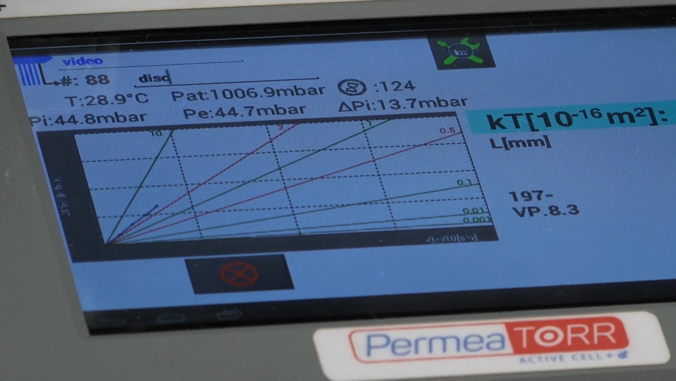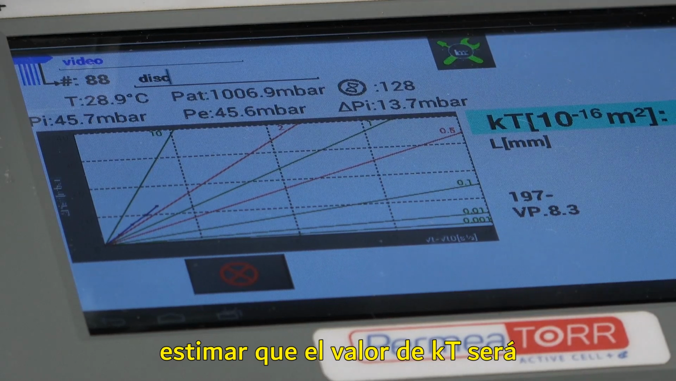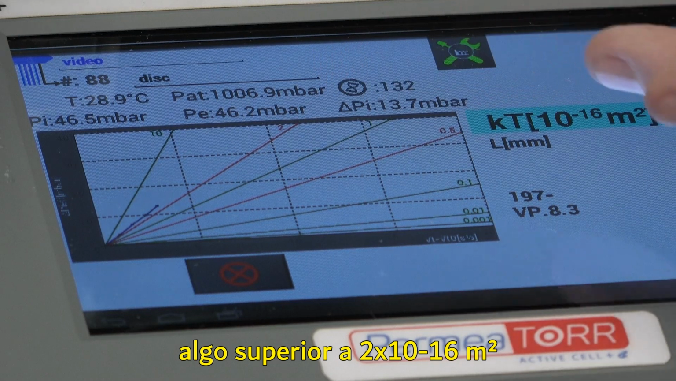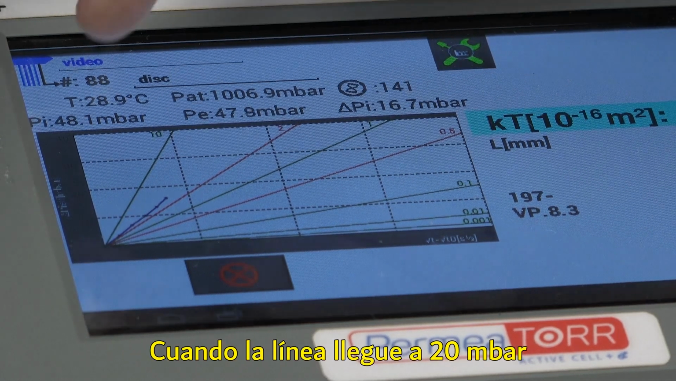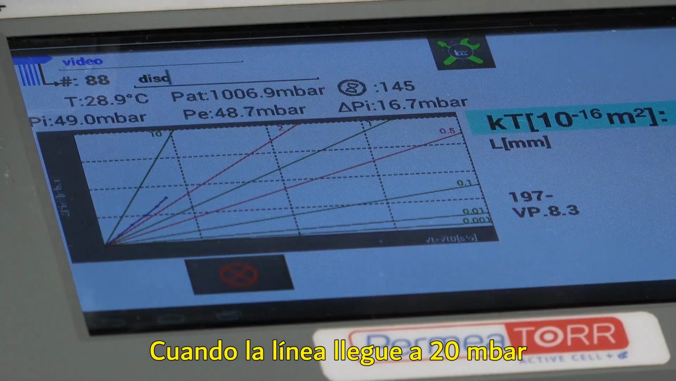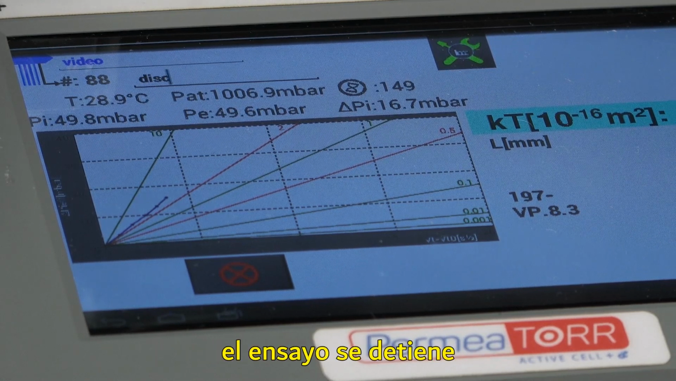You can see there are guiding lines, so we know that the value will be a bit higher than 10 to the minus 16 square meters, which is the scale, the units in which the data are reported. When the test reaches 20 millibars in effective pressure increase, the test is stopped.